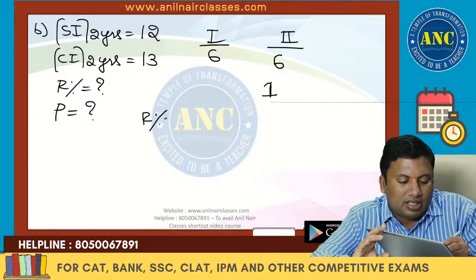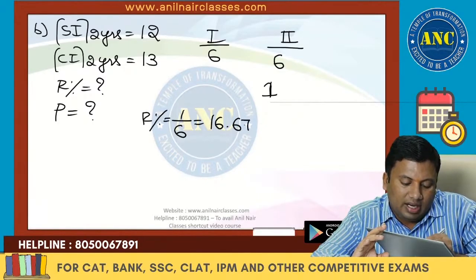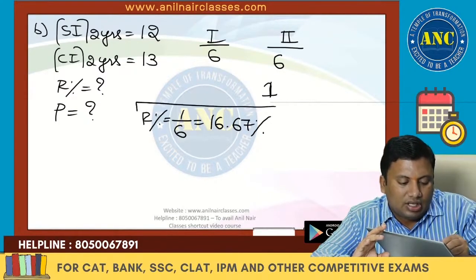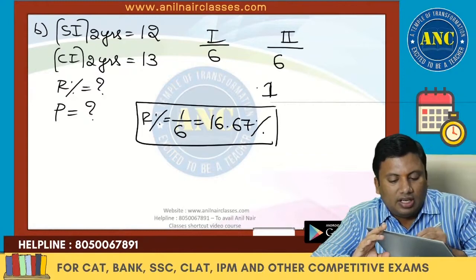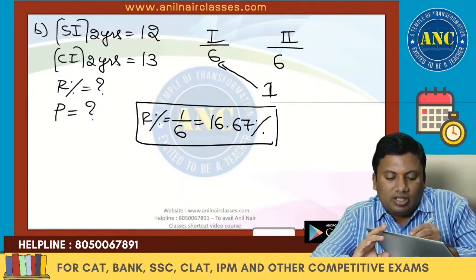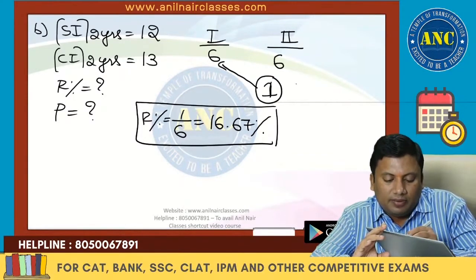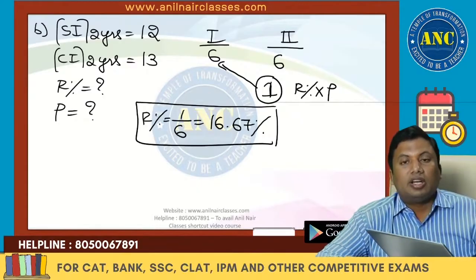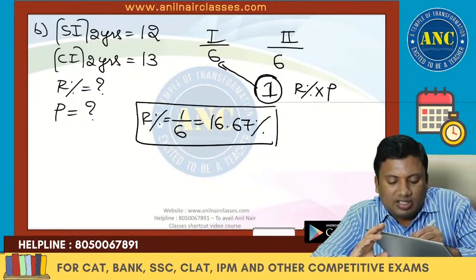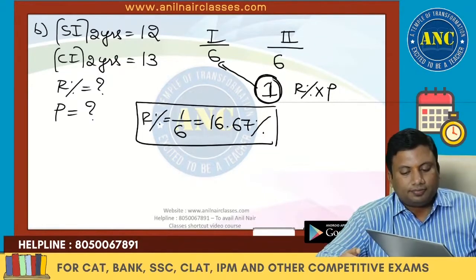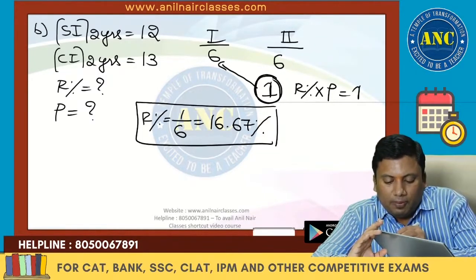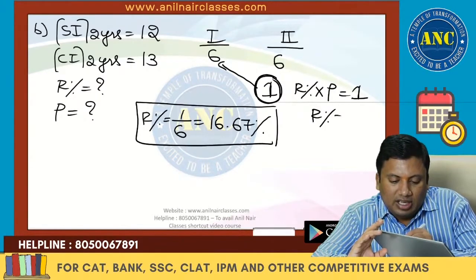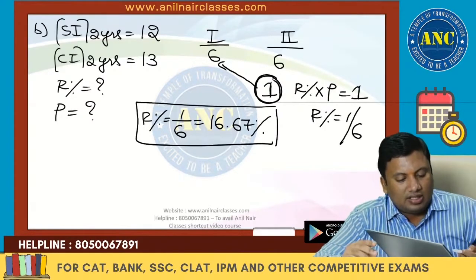So R percentage is nothing but 1 out of 6. Every year rate of interest is 16.67 percentage. 1 out of, what is this 1? This is nothing but R percentage of P. This is nothing but interest on interest, right? So R percentage of P is 1. So R percentage is nothing but 1 by 6.